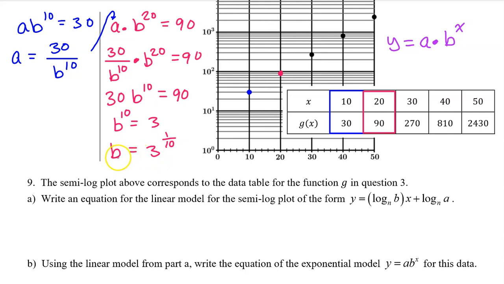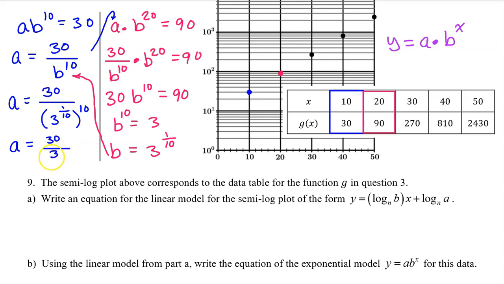Now we can substitute this back in for b right here. b to the 10th power becomes 3 to the 1/10th power to the 10th power. When you raise a power to a power, you multiply. So we have 1/10 times 10, which is 1. These cancel each other out when you multiply. So you are left with a is equal to 30 over 3. In other words, a is equal to 10.